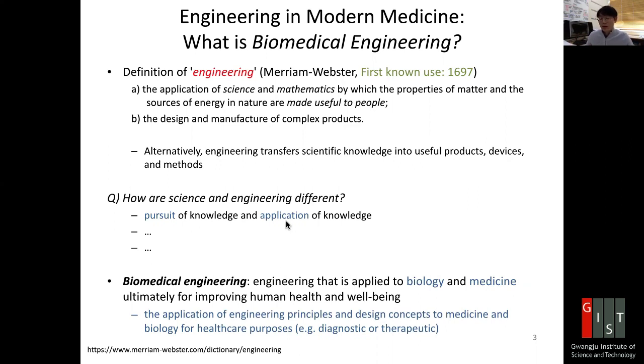Now we are talking about biomedical engineering, which is engineering applied to biology and medicine. The goal is ultimately to improve human health and well-being. So we can say BME, or biomedical engineering, is the application of engineering principles and design concepts to biology and medicine for healthcare purposes, for example, diagnosis or therapies.